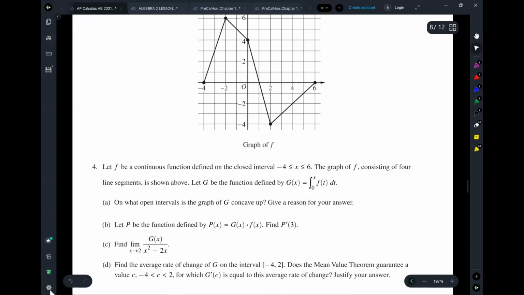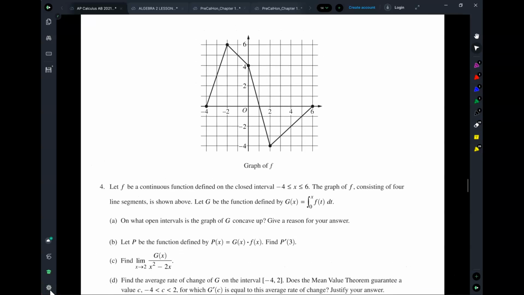The next one we're going to do is number 4, right? And this one, you're going to see a problem like this maybe on every single year's AP test, okay? Very, very popular these days. So f is a continuous function defined in a closed interval -4 to 6. The graph of f consisting of 4 line segments is shown above. Okay, what's important here is f is continuous, okay?